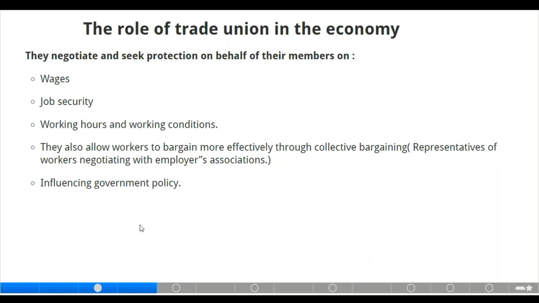They also allow workers to bargain more effectively through collective bargaining, that is, representatives of workers negotiating with employers' associations. Collective bargaining is demanding higher wages under the threat of strike action. Now we have that they also influence government policy. Now let us move to the next slide.